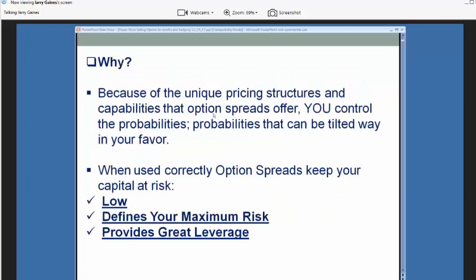strategies. One thing, the unique pricing structure and capabilities that option spreads offer really help you to control the probabilities and the risk of your trades. And you can then start to tilt those probabilities more in your favor with certain option strategies for certain market conditions. So when used correctly, option spreads are going to keep your capital at risk low. You can really define your maximum risk, and options provide you fantastic leverage for your trades.